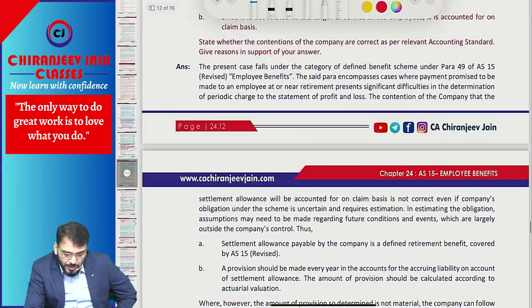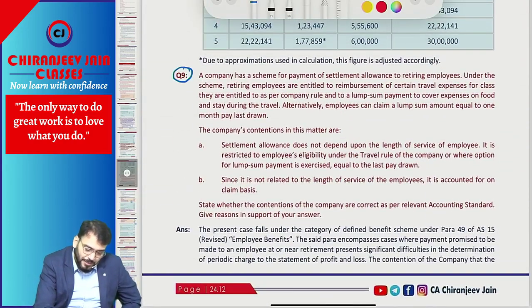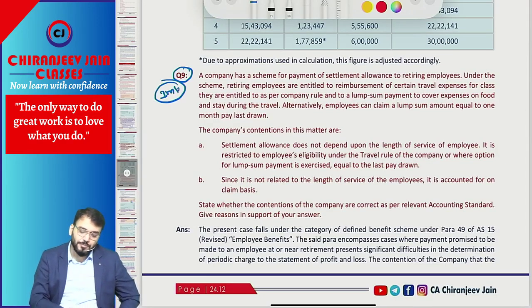11 we have done, 10 we have done. 9 is a theory question, just read, but it is very important from exam point of view. Once let us read only.